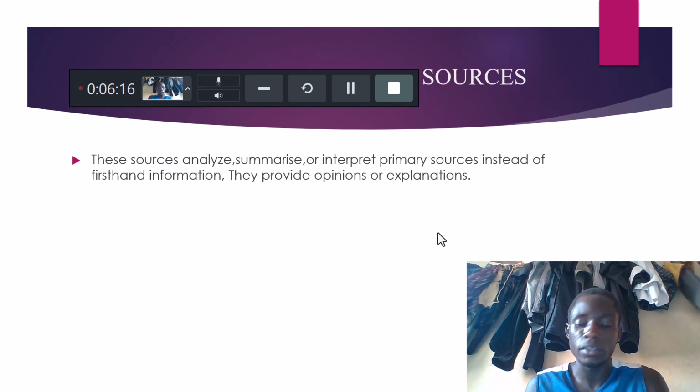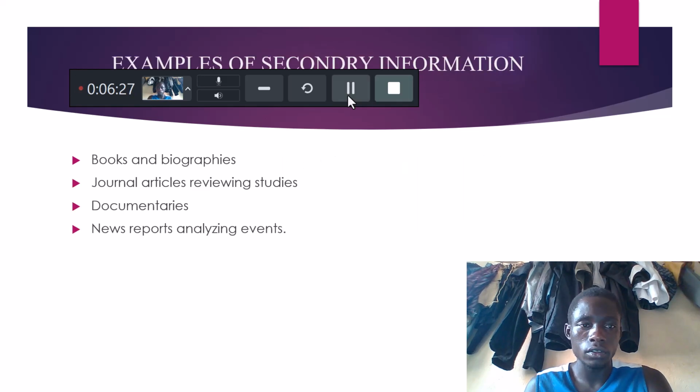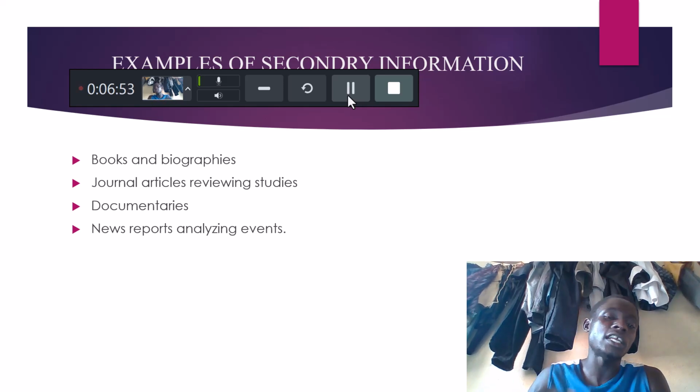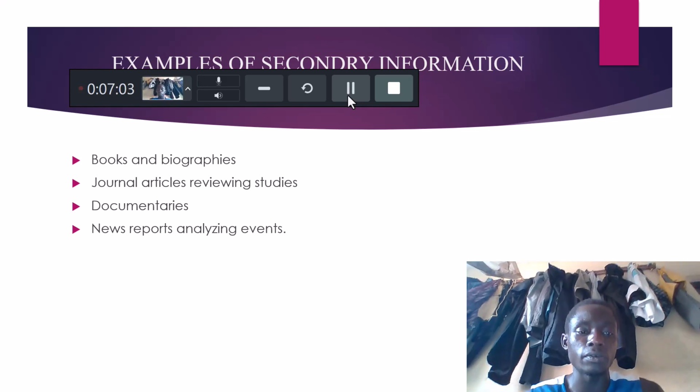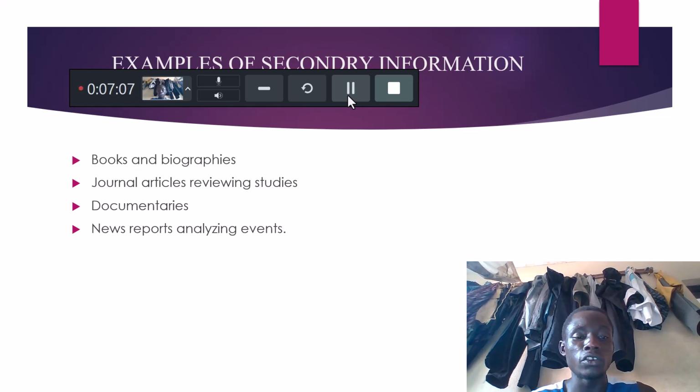And examples of this kind of source of information, the secondary type, can be things like books and biographies. Of course, after someone does some certain research, he or she has to come up with a summarized view or summarized details about what he or she has done. This gives us an example of a secondary source, because he or she has done research on what was already existing. Secondly, there are also journal articles reviewing studies, which can also be part of the examples of secondary information. Then also documentaries, and news reports analyzing events.